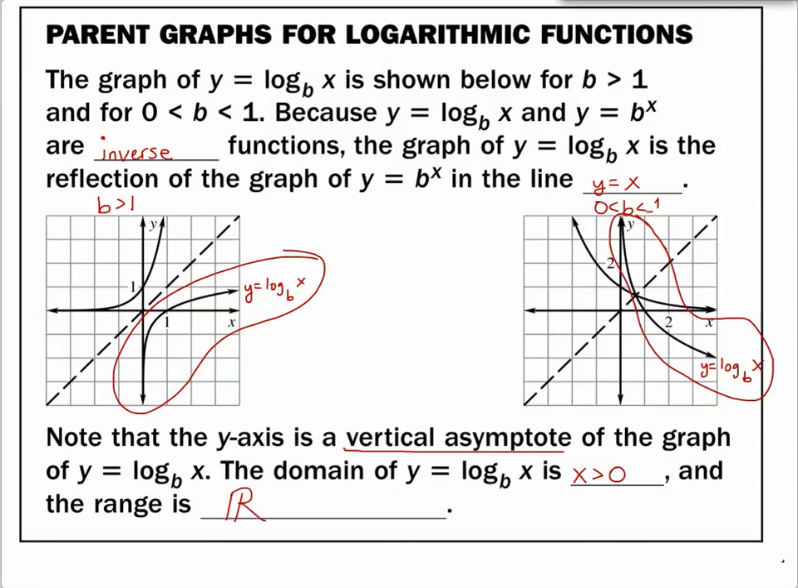Okay, so remember when I was jumping up and down and screaming that the domain was always all real numbers for exponential graphs? It was true. It still is. Now, it's not the domain, it's the range, because it's the inverse function. The range used to be y is greater than 0 for exponential graphs, and now it's the domain for logarithm graphs. Inverse functions, so the domain and the range are switched.